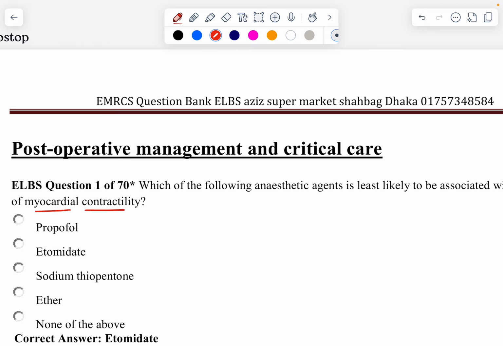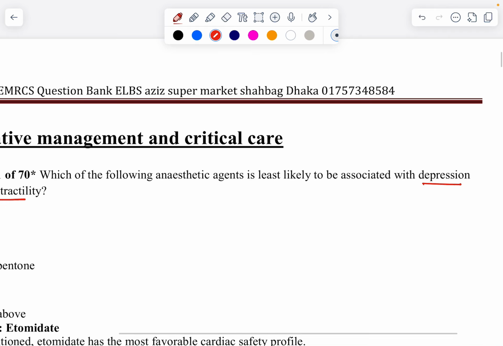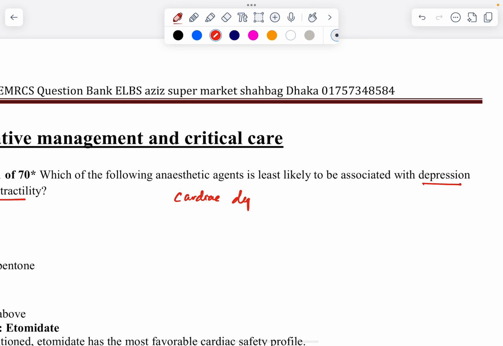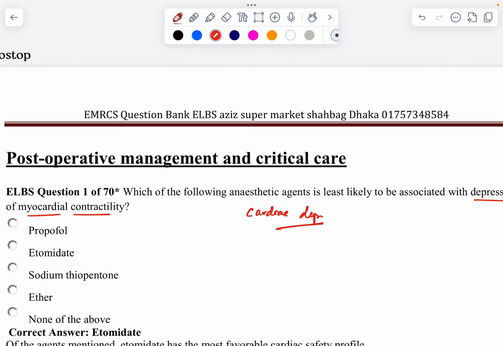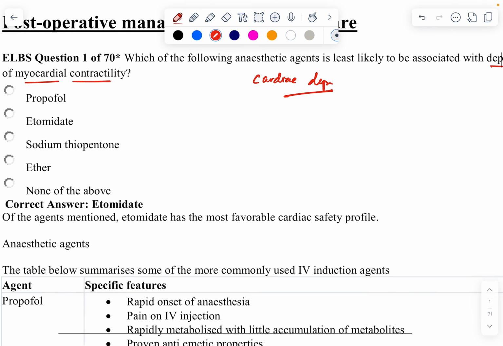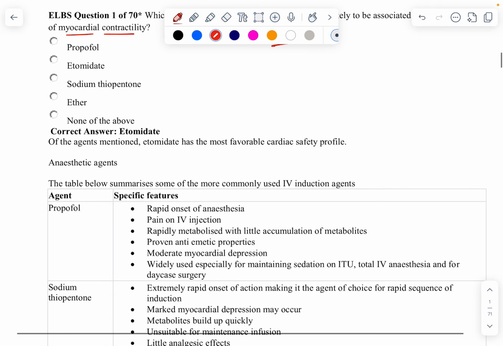Myocardial depression means cardiac depression. Cardiac depression is caused by which of these agents? So cardiac depression is etomidate. Etomidate. Other agents, propofol has.